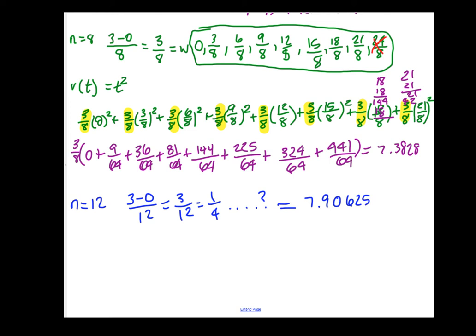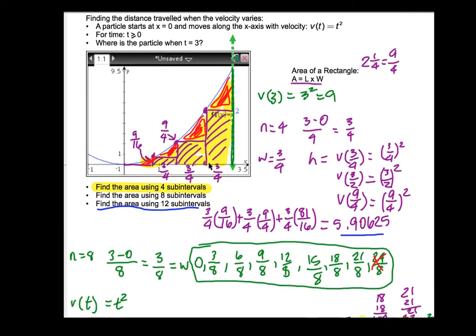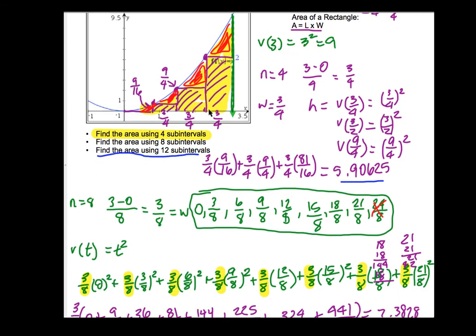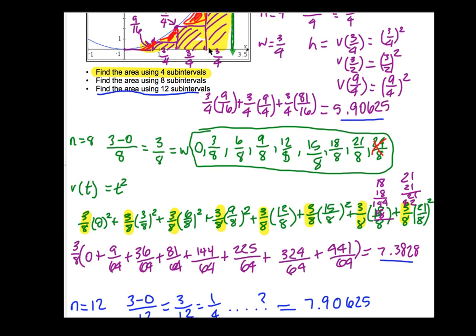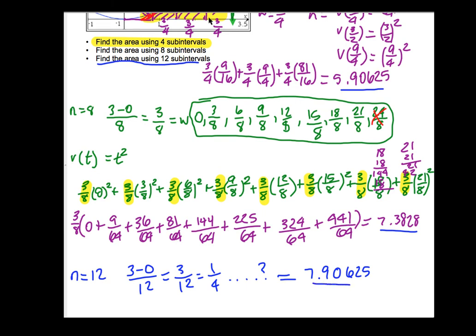So notice that we're starting to kind of slow down and approach a specific number. We started off with that very first partition, 5.90625. That's 4 subintervals. Then we doubled that and went to 8. And when we did 8 subintervals, we got 7.3828. And then we went to 12, we got 7.9. So the more subintervals we put in, the more accurate we're going to be. And the whole thing with the integral, what we're eventually going to do is look at an infinite number of subintervals. And that's going to be really interesting, but that's not for today.